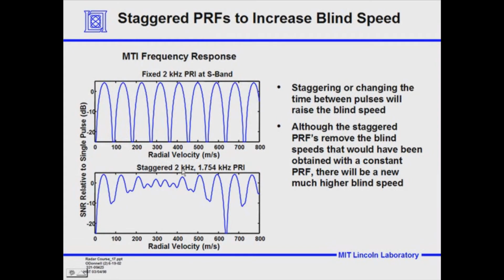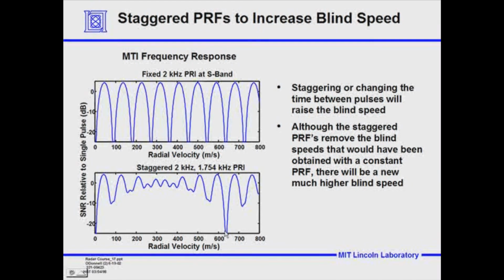Staggering means to change the time between pulses, so that the time between the first two pulses would be 1 over 2 kilohertz. The time between the second pulses wouldn't be, as in this case, 2 kilohertz, but 1 over 1.75 kilohertz. It'd be a little longer time. And when we do that, and we look at the signal-to-noise ratio relative to a single pulse, we get a gain that doesn't have blind speeds, except up here. We moved the blind speed up from about 90 meters per second to 640 meters per second.